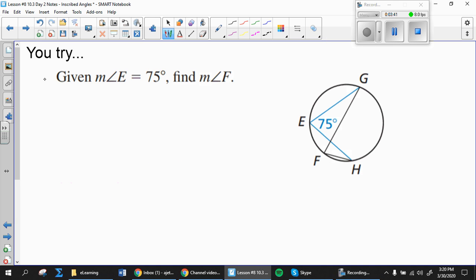All right, I want you guys to go ahead and try this example here. So pause your video, work the problem out. Once you're done, unpause your video and then check your answer.